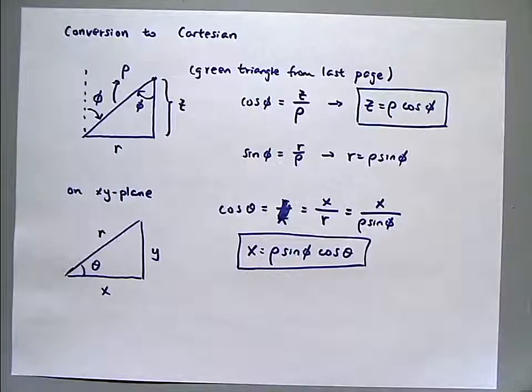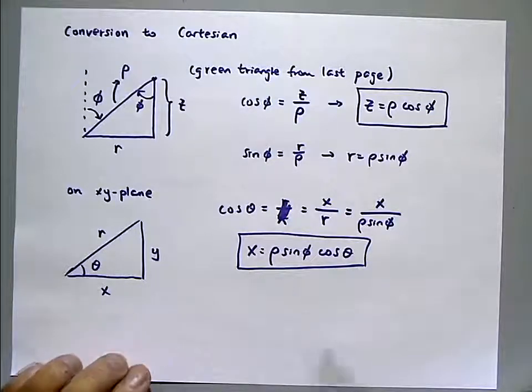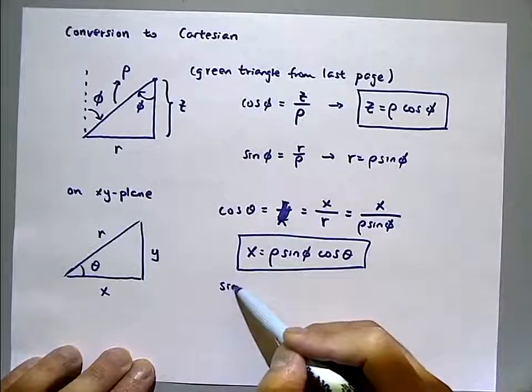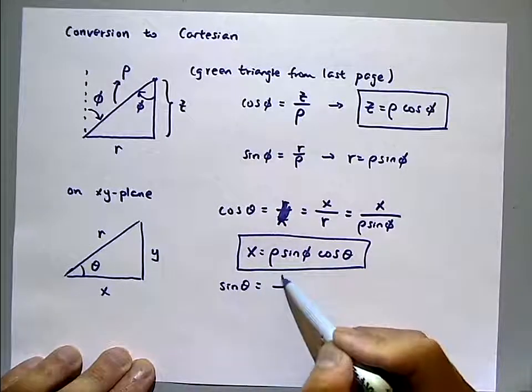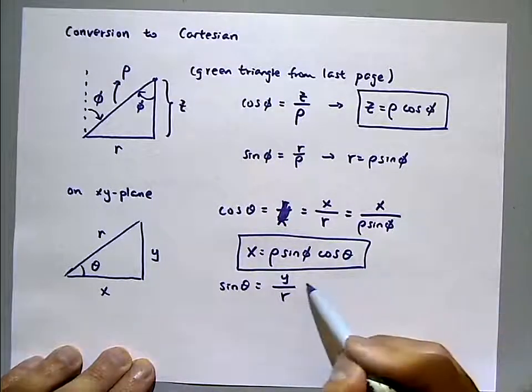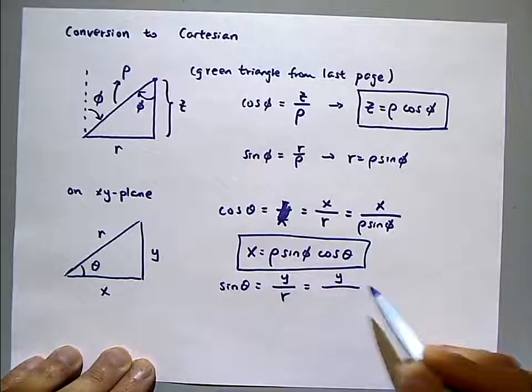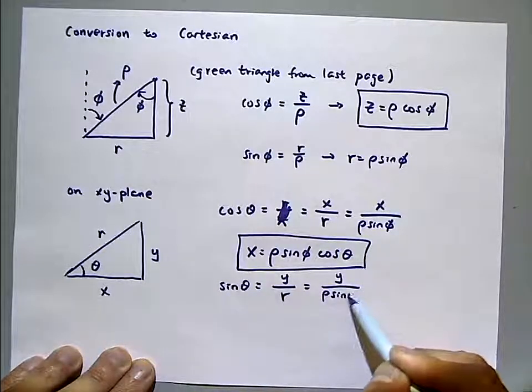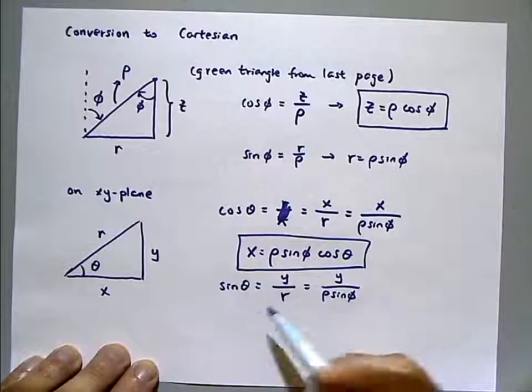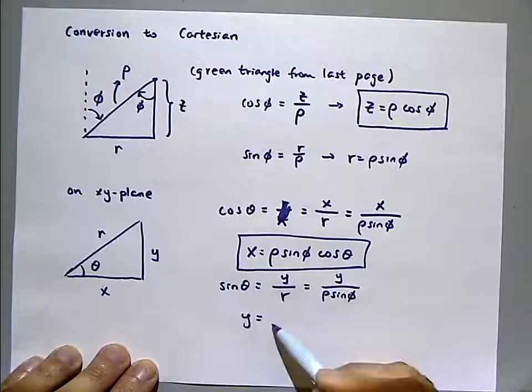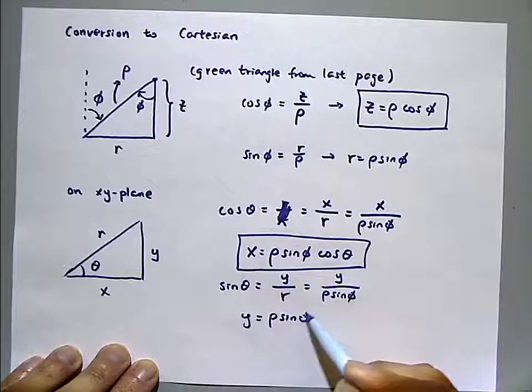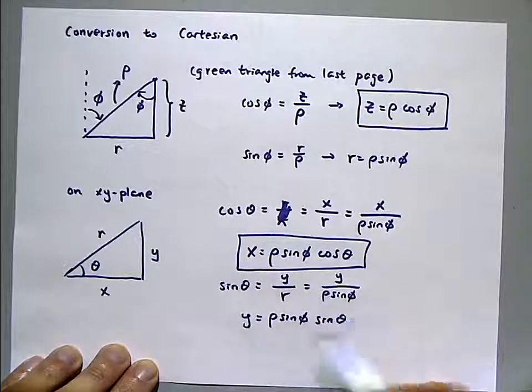Now that gives us x if given rho, phi, theta in spherical. And very similarly, we can figure out y from that picture. Sine of theta is equal to opposite over hypotenuse. So it's y over rho sine phi, because r is rho sine phi. Therefore, y is equal to rho sine phi sine of theta.